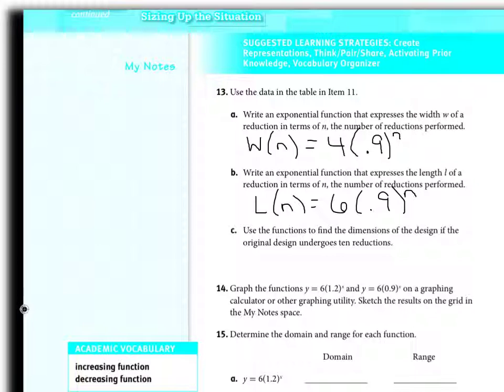So how would we find the 10th reduction? Well, you would just plug in 10 to each of those functions. So that'd be 4 times 0.9 to the 10th, which would be 1.395. And the length at the 10th reduction will be 2.092.